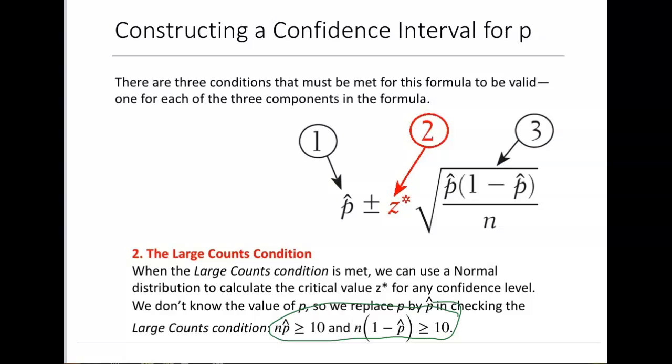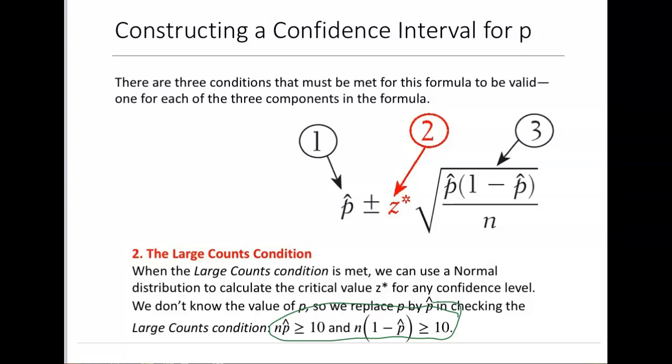And then the last one, and don't feel like you need to write down all these words in the prompt. What I circled in green is the important part. It's the large counts. This is sometimes called the check for normality, because it just tells us that the sampling distribution will be approximately normal.